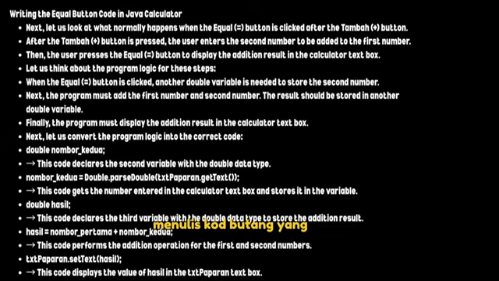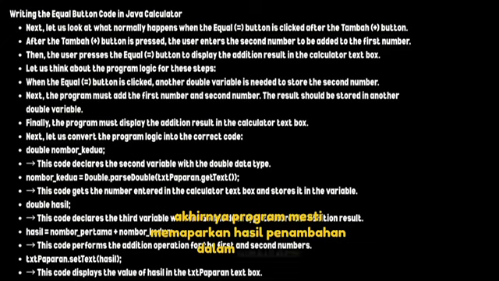Writing the equal button code in Java Calculator. Next, let us look at what normally happens when the equal symbol button is clicked after the plus button. After the plus button is pressed, the user enters the second number to be added to the first number. Then, the user presses the equal symbol button to display the addition result in the calculator text box. Let us think about the program logic for these steps. When the equal symbol button is clicked, another double variable is needed to store the second number. Next, the program must add the first number and second number. The result should be stored in another double variable. Finally, the program must display the addition result in the calculator text box.